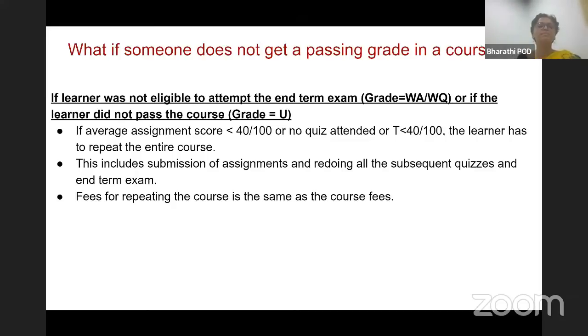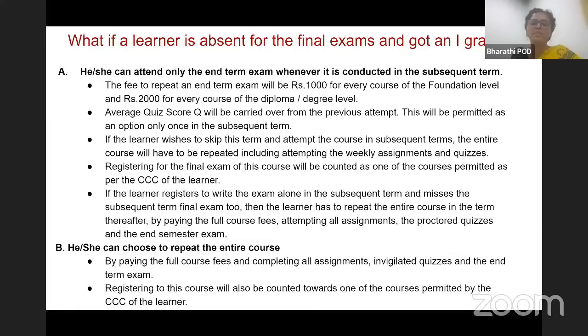If you're absent for the final exam, you were eligible to write the final exam, you were absent for it, and you got an I grade. In that case, we give you an option to attempt the final exam alone in the immediate next term from when you were absent. So you have to register to that end-term exam during the registration period. I hope those of you who were absent have done it already. The registration is over from our side. So you have to register for the end-term exam and you will come in only for the end-term exam and you will write the final exam.